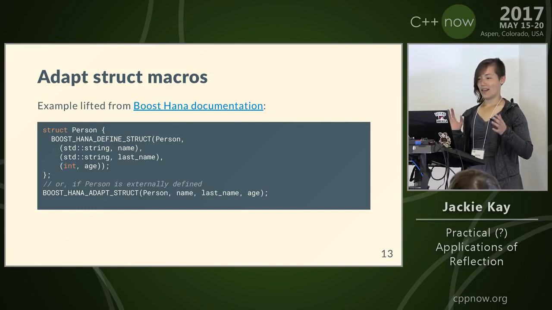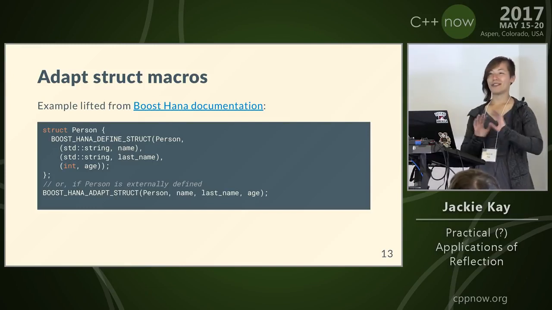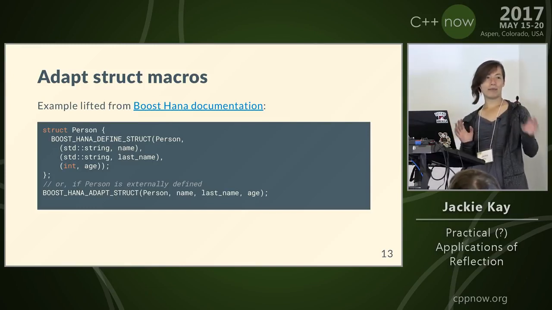So, let's say we're sick of all this external tooling stuff. We don't want to add a separate build step. We just want to be able to reflect on our members in C++ code. So you can use a macro.